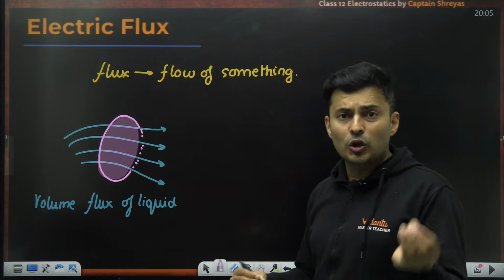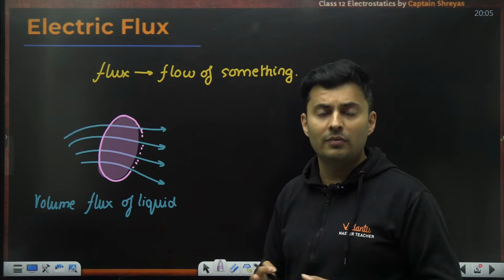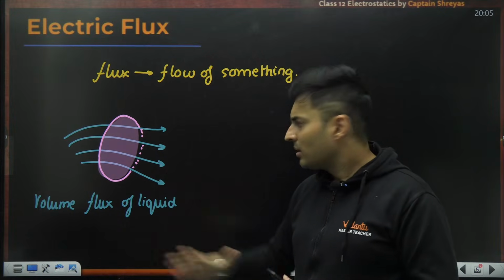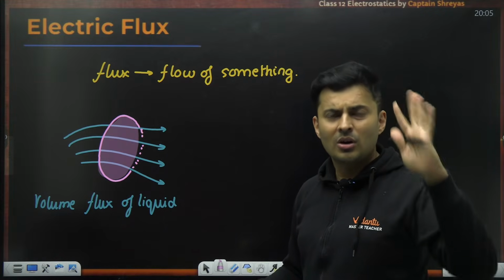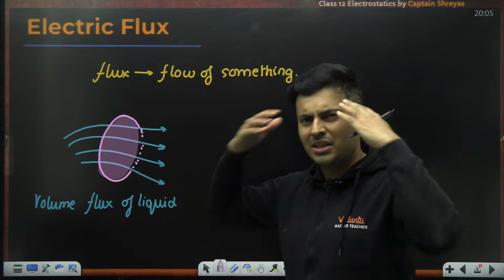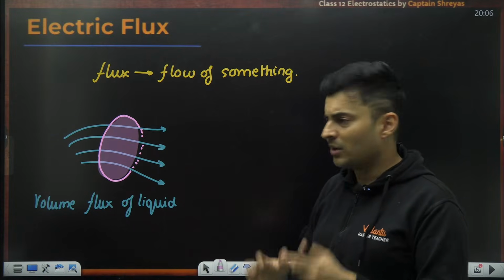Electric field lines also look very similar to the streamlines of a liquid or a fluid flowing. The flowing of fluid, that's a 11th standard topic. In case you do not know or have forgotten, it's okay. But you can just imagine some liquid flowing through a pipe or a canal or a river or whatever.